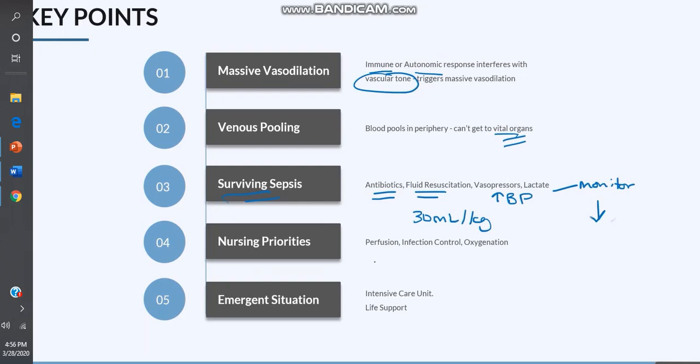Now, nursing priorities, again: perfusion, infection control, and oxygenation. Remember that this is an emergency, just like any other shock. We need to advance their level of care to an ICU. They might need to be on life support. So make sure that you call a rapid response or call for help, whatever you need to get this patient where they need to be to get help.